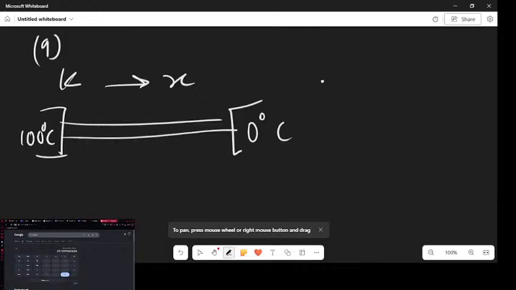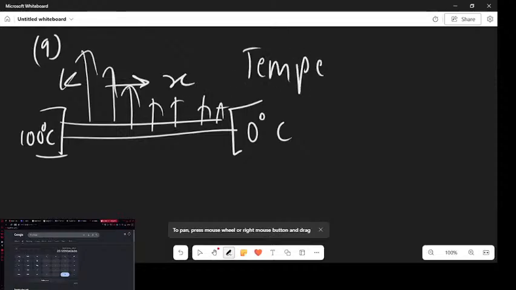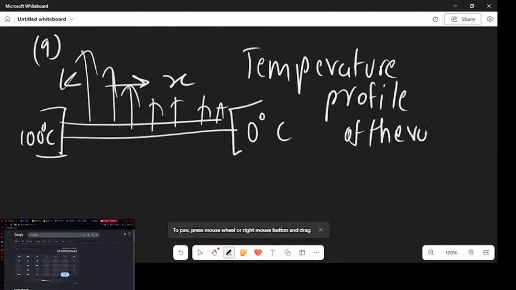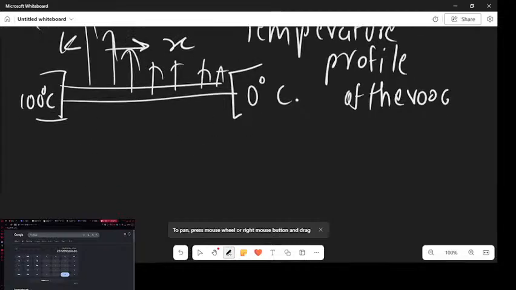They are mentioning the temperature profile of the rod. We need to show how the temperature varies. Does it decrease linearly, etc.? We need to show how the temperature of the rod decreases. Now K is directly proportional to x.